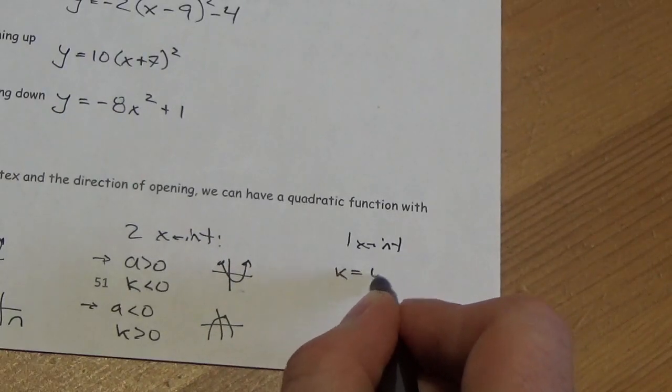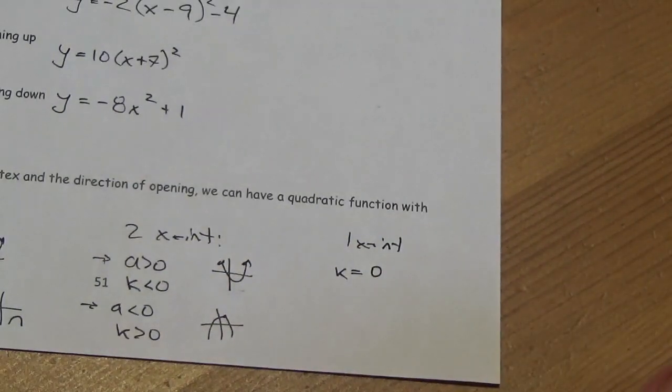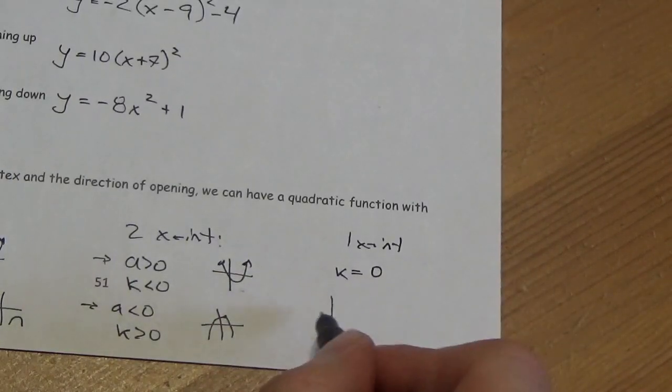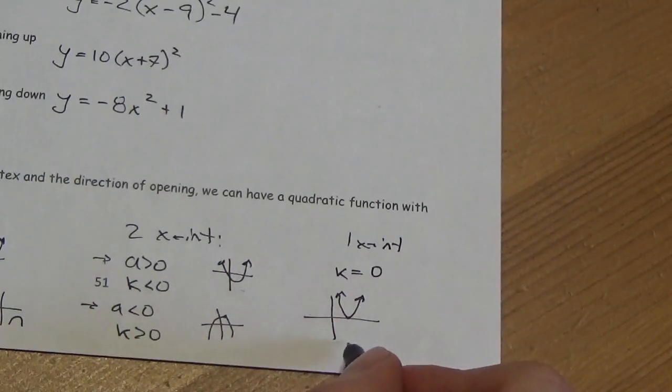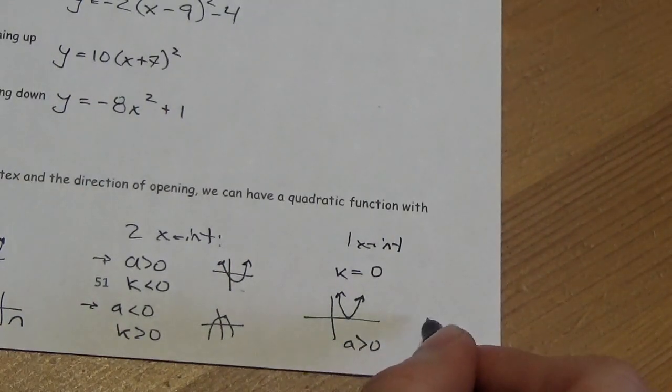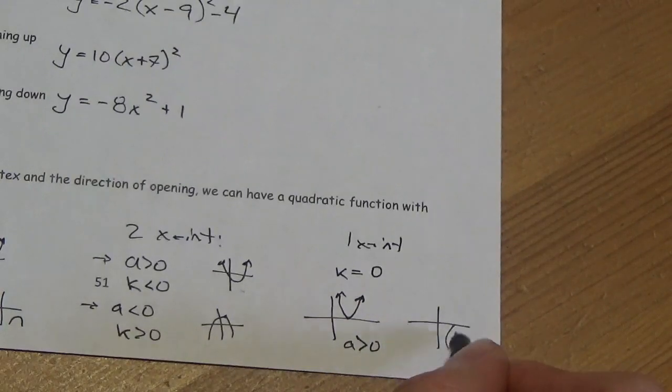As long as my k value is 0, I'm going to have one x-intercept. It doesn't matter whether it opens up or down. It just hasn't been moved off of the x-axis. So here, this would be what it looks like if a is positive, and this would be what it would look like here if a is negative.